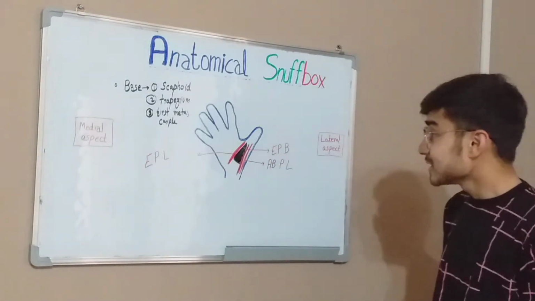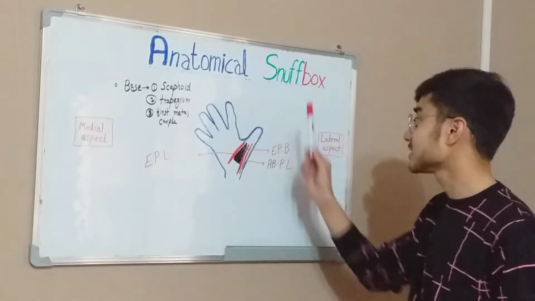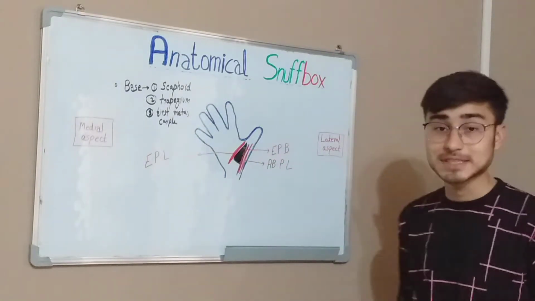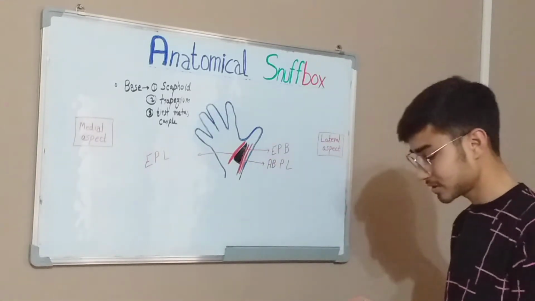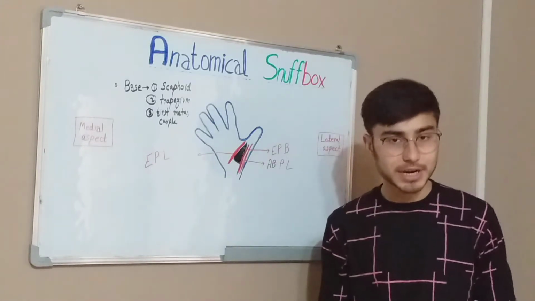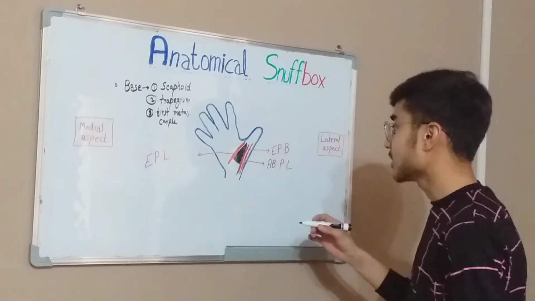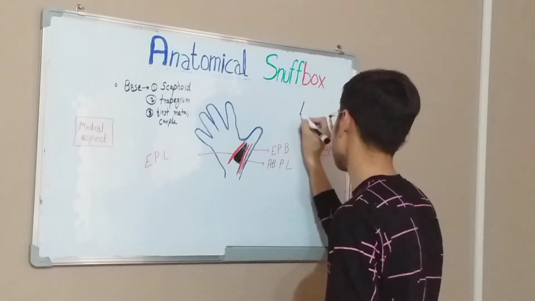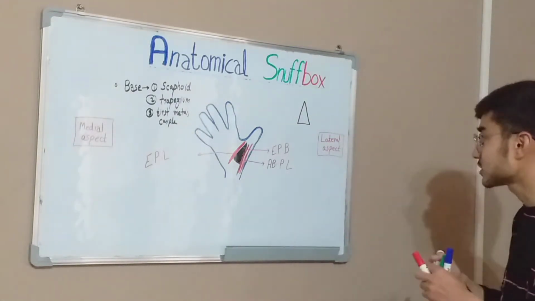Now, there are some structures that pass through the anatomical snuff box, right? There are three contents contained in the anatomical snuff box: the radial artery, the cephalic vein, and the third one, the radial nerve, right? So now I'm going to draw the contents of the anatomical snuff box. Let me draw the anatomical snuff box here. Let's suppose that this is the anatomical snuff box.